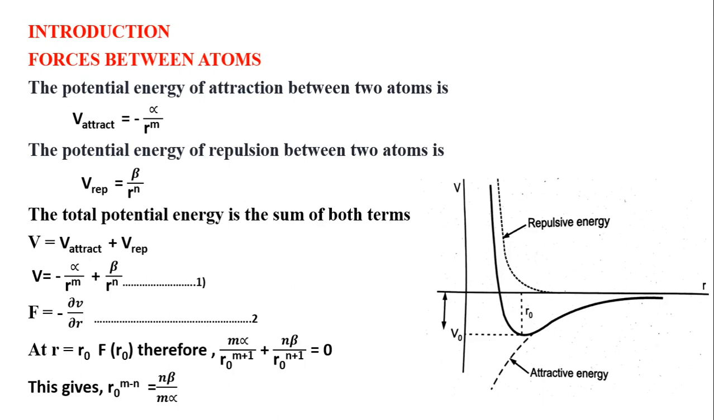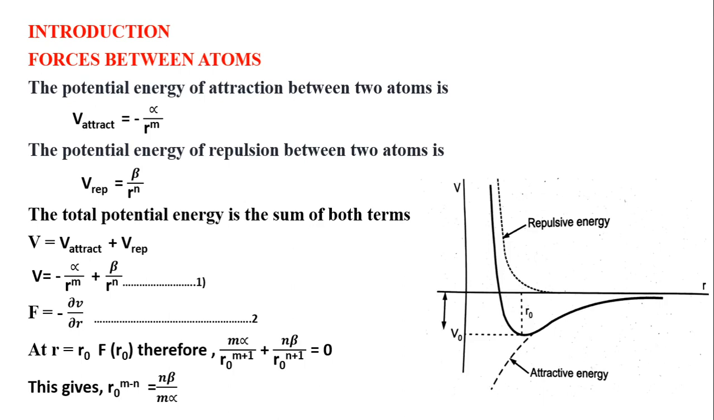The interatomic force is determined by the gradient of the potential energy, so that F equals minus dV by dr. Equation number 2. If we apply this to the curve, we see that F of r is less than 0 for r greater than r0. This means that for large separation, the force is attractive, tending to pull the atoms together.